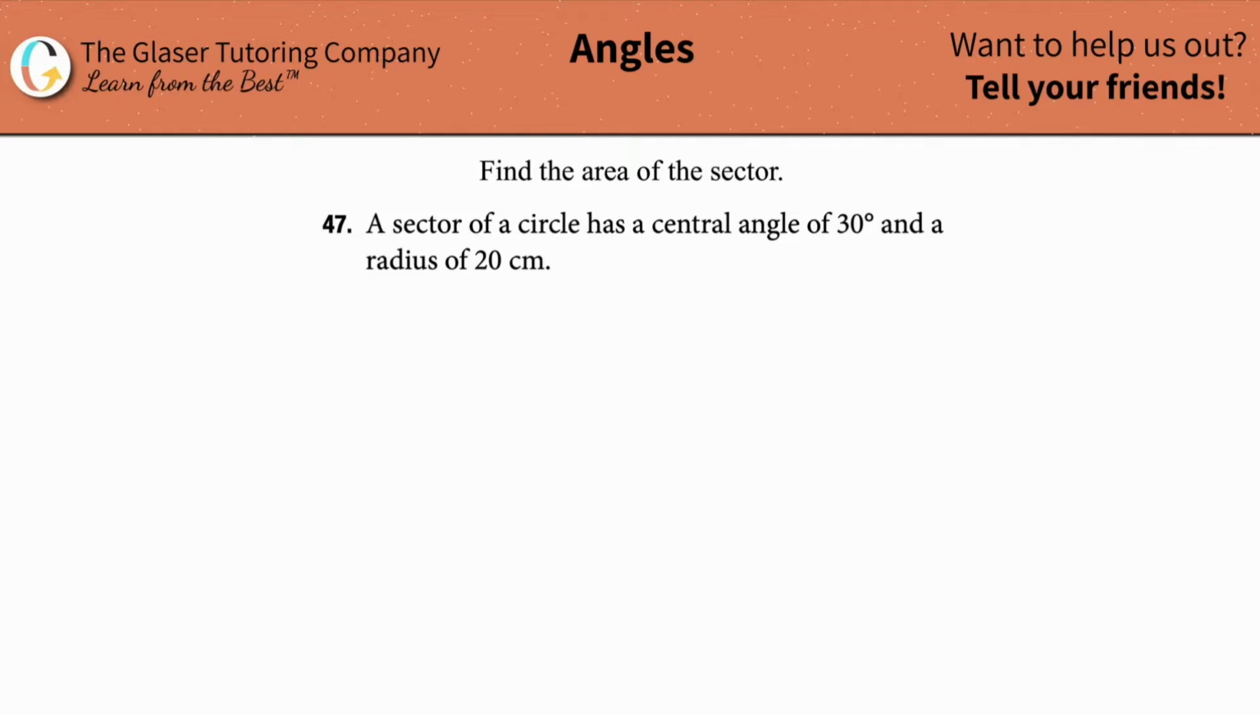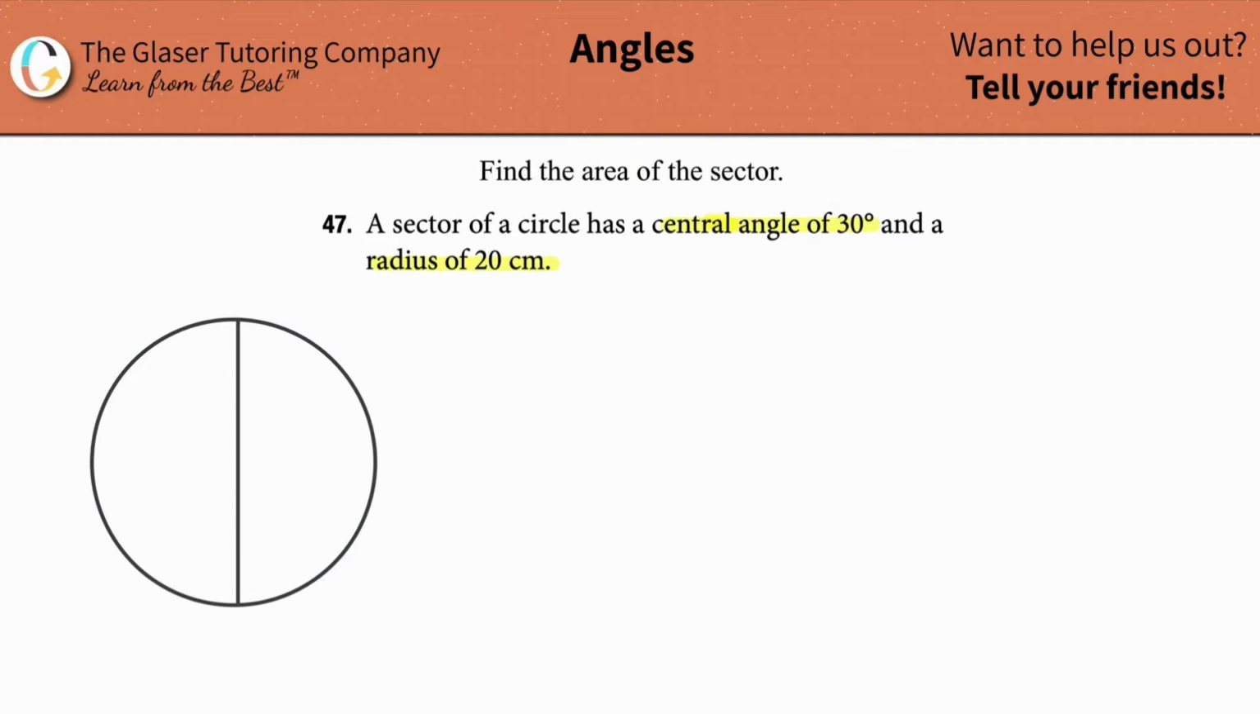So in this problem, we're going to have to find the area of a sector, all right? The sector has a central angle of 30 degrees and a radius of 20 centimeters. So we basically have this circle. Draw your vertical and horizontal axes. Since they're giving us an angular measurement in degrees, simply plug in your degrees around.